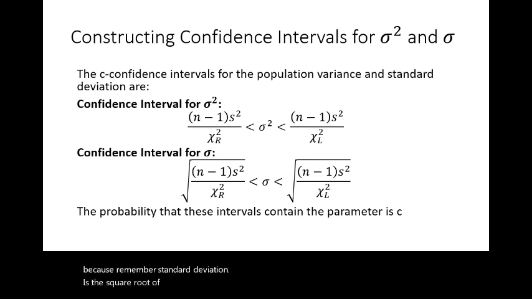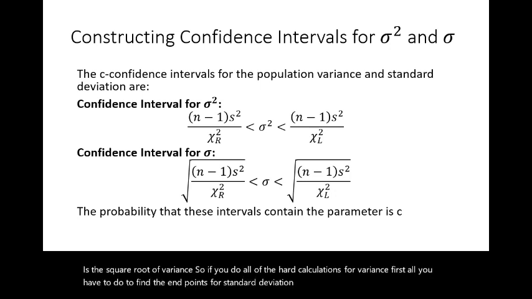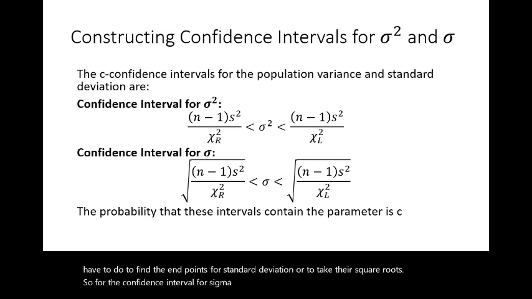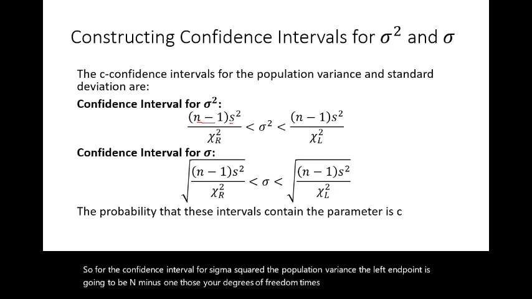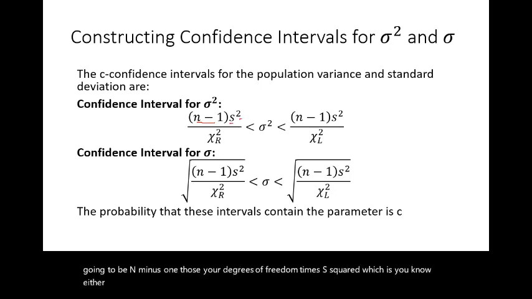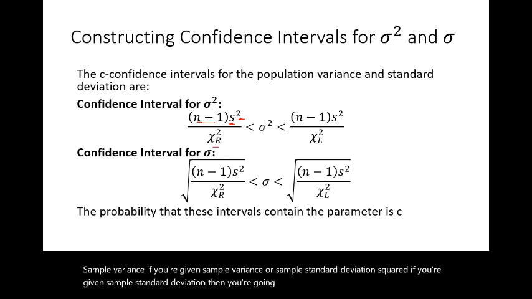So if you do all of the hard calculations for variance first, all you have to do to find the endpoints for standard deviation is to take their square roots. So for the confidence interval for sigma squared, the population variance, the left endpoint is going to be n minus 1, those are your degrees of freedom, times s squared, which is either your sample variance if you're given sample variance, or sample standard deviation squared if you're given sample standard deviation. Then you're going to divide that by the right critical value chi-square R.